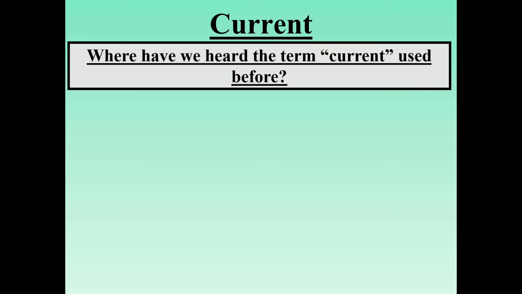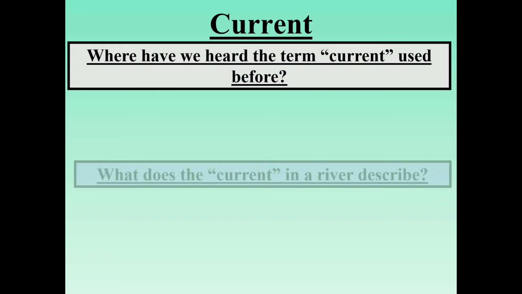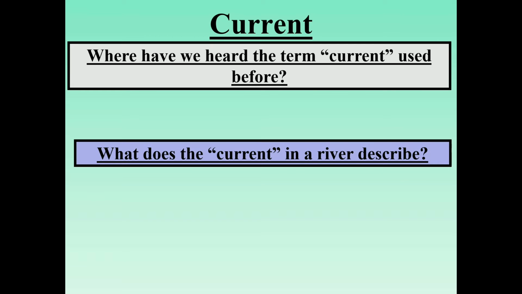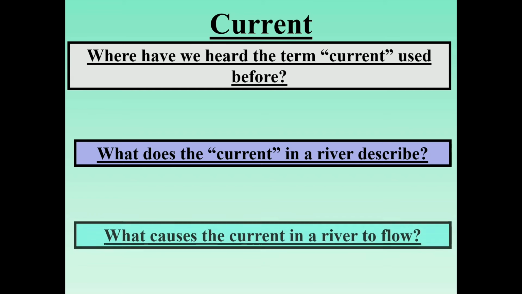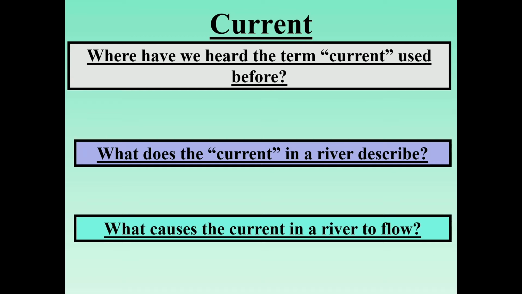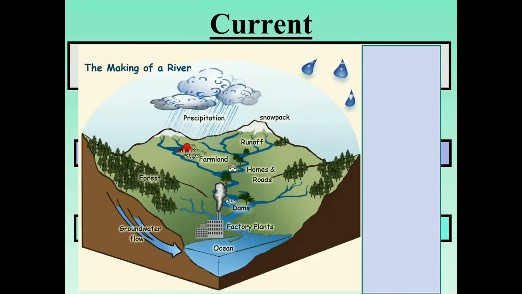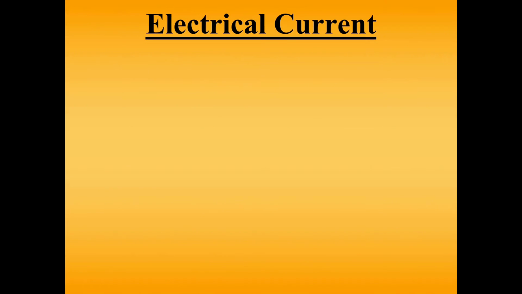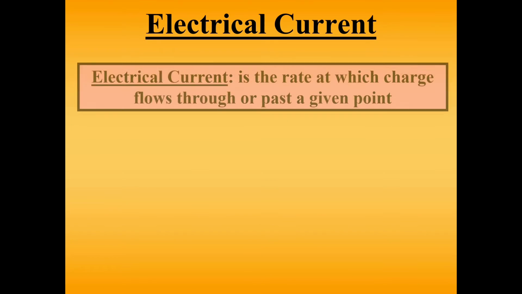So think about where you may have heard the term current used before. We'll think about what current in a river describes and compare that to electrical current. And we'll see what causes the current in a river to flow compared to something like a circuit. If we take a look at our regular streams and rivers flowing down mountains, usually it's gravity that carries it down. So it's going to have potential energy at the top, and gravity is going to pull it down to the bottom.